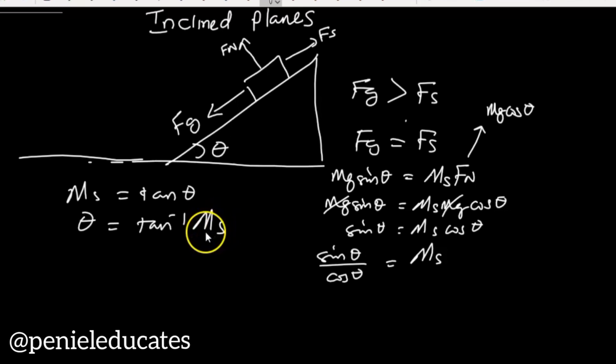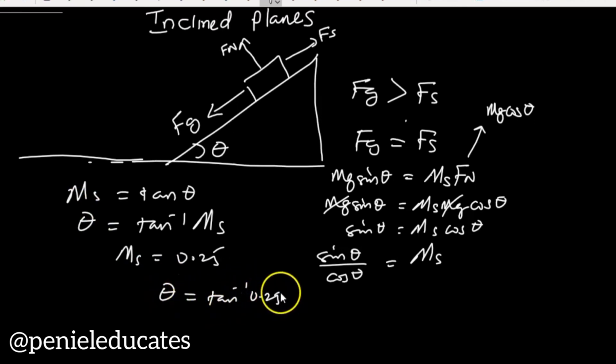So to find the critical angle at which it will start to slide against the static friction, if our coefficient of static friction mu s is given to be 0.25, then theta is equal to arctan 0.25, which is about 14 degrees. With this, we've come to the end of our topic on inclined planes.